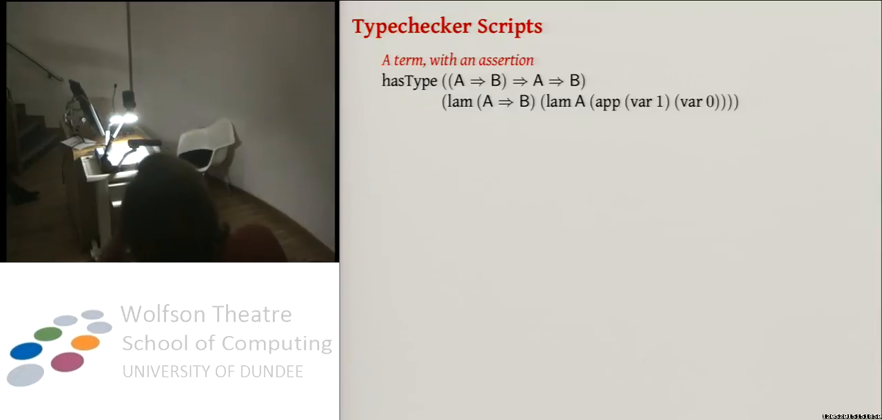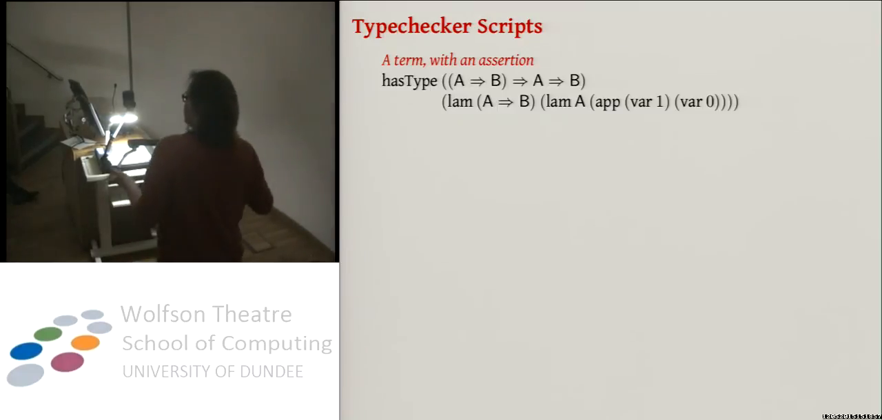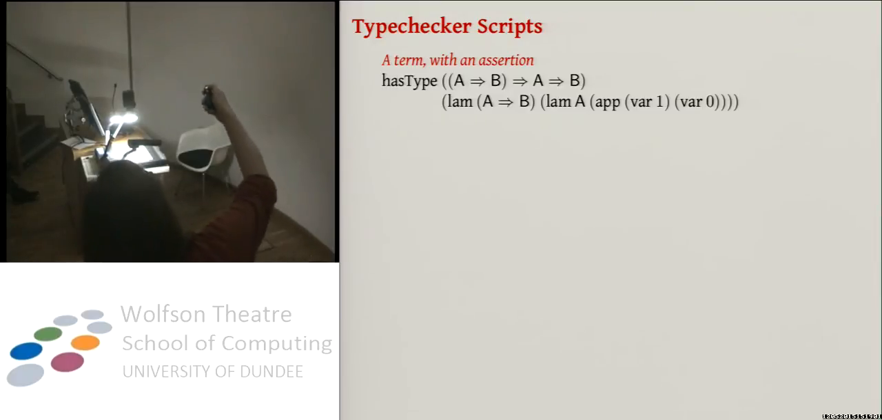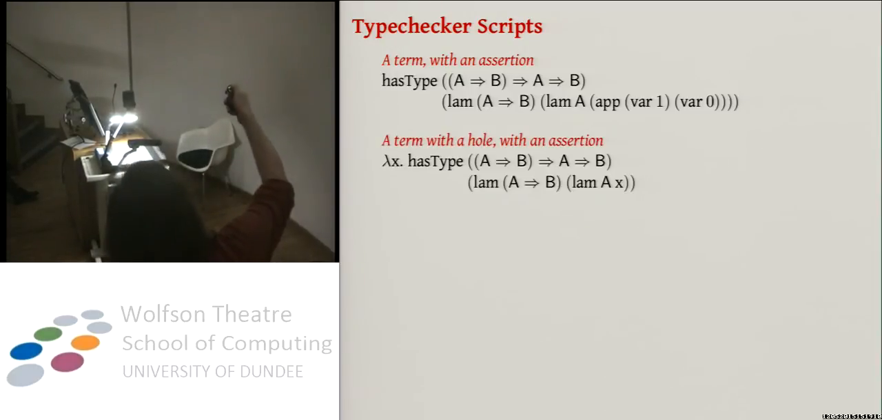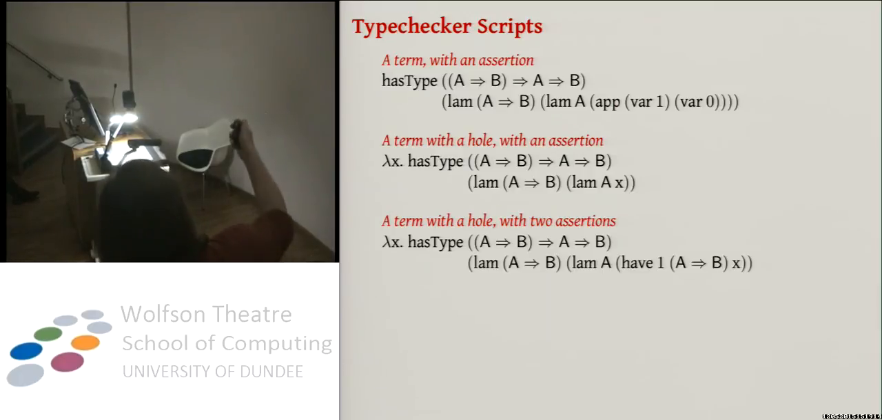So now we can write terms that have assertions. We can actually write as a term the property that it has the type A arrow B arrow A arrow B. And just in the combinators that I've shown you, we can write this as one kind of type checker script. And we can even write terms with a hole again, and also they've got assertions again. And we can write two assertions, and then we get all the way down here.